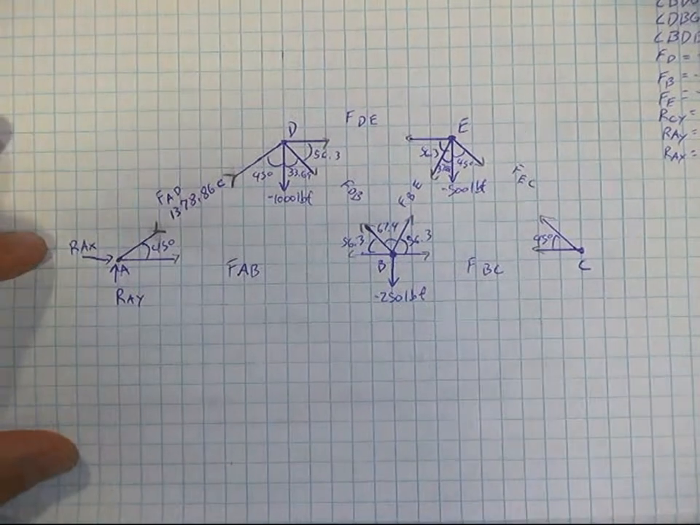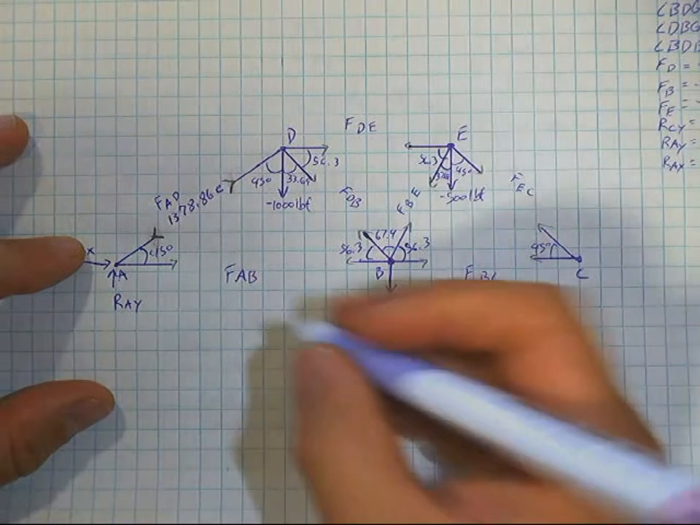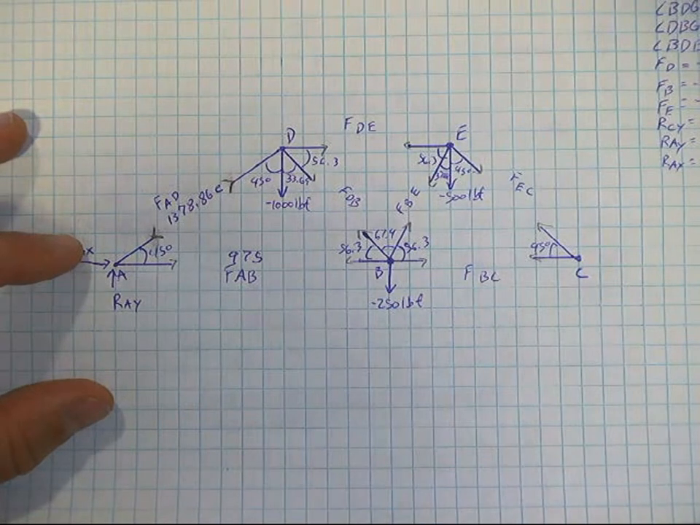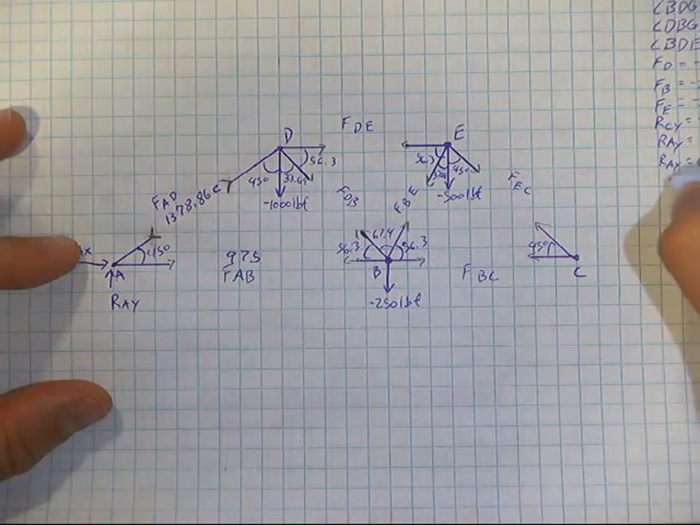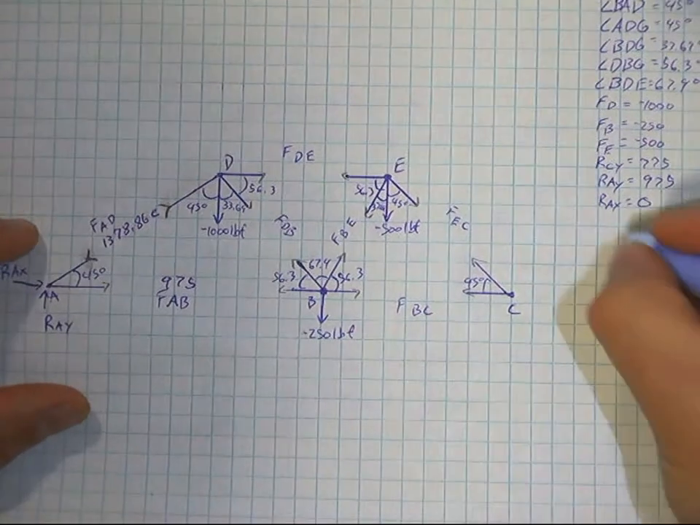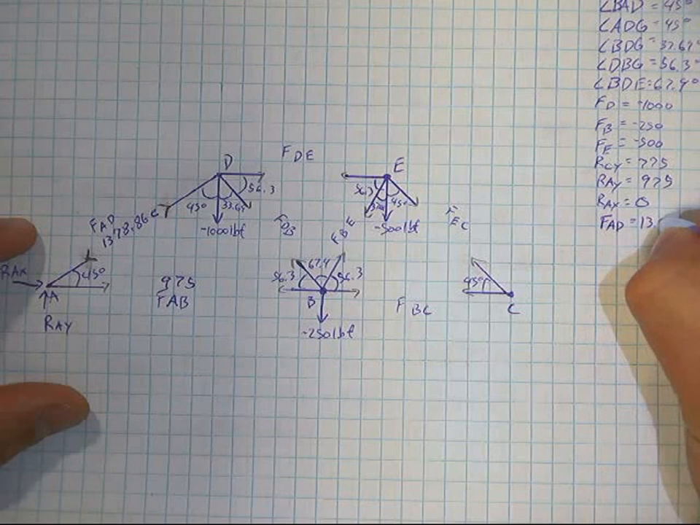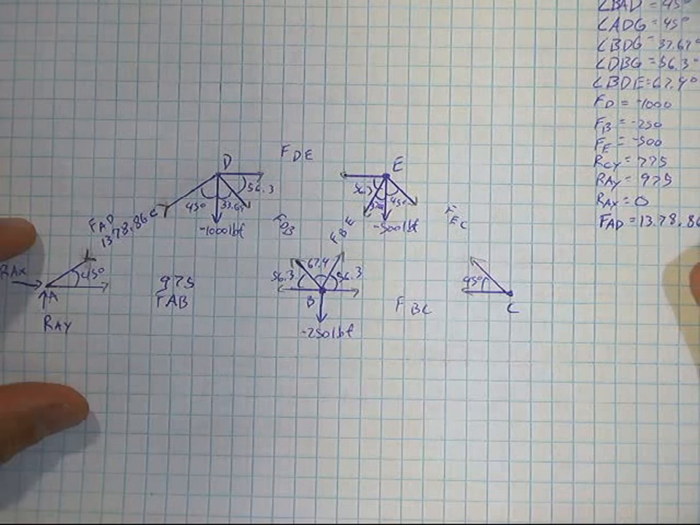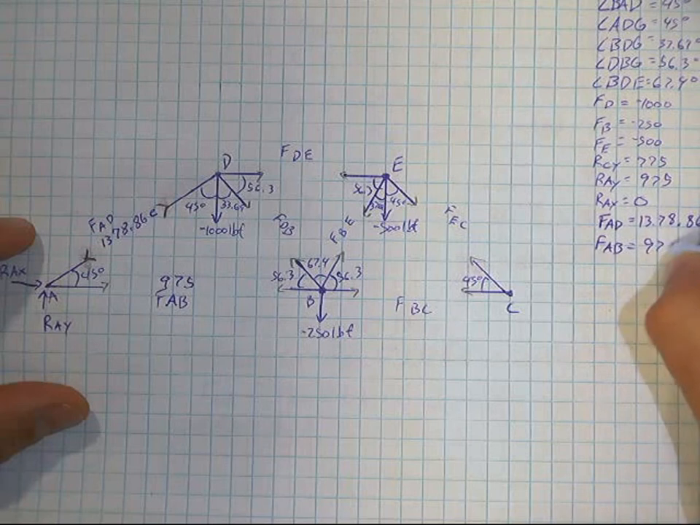Now we go back and update our original diagram. FAB stays in tension. FAB was positive, so we update FAB as 975, and that stays in tension. We can also update our list of variables. So now we have FAD equals 1378.86 in compression, and FAB equals 975 in tension.